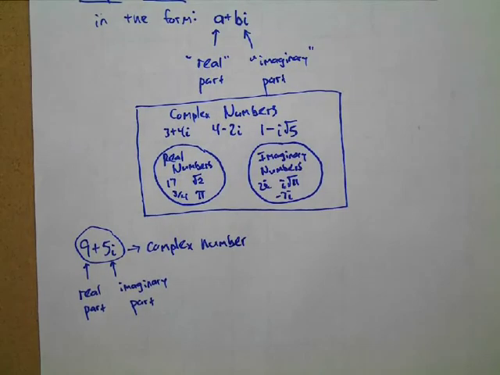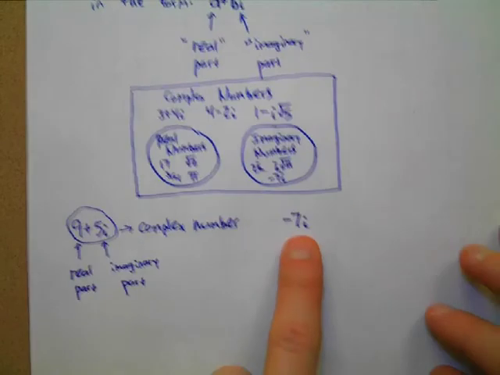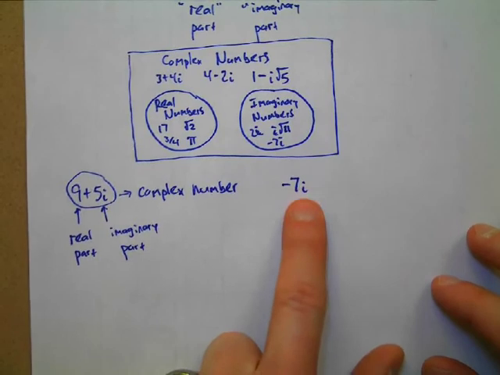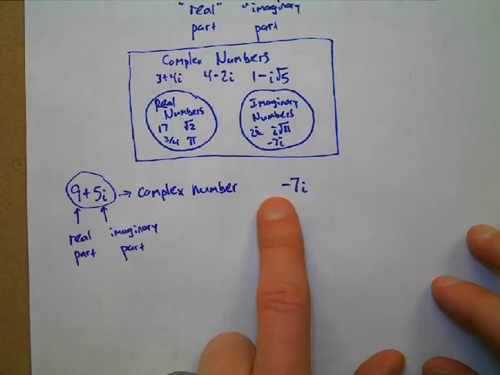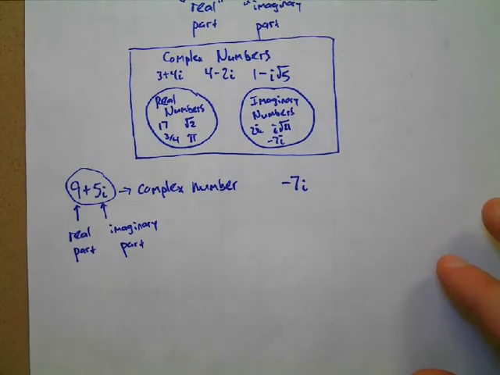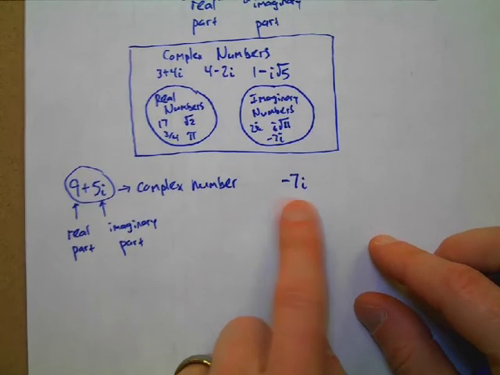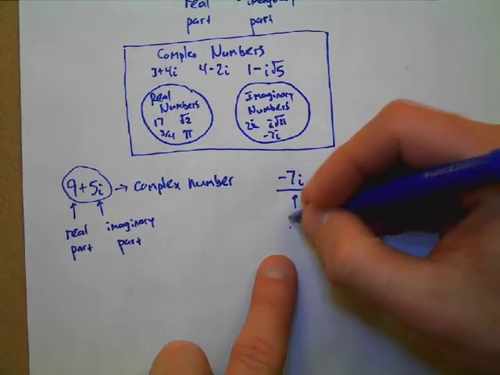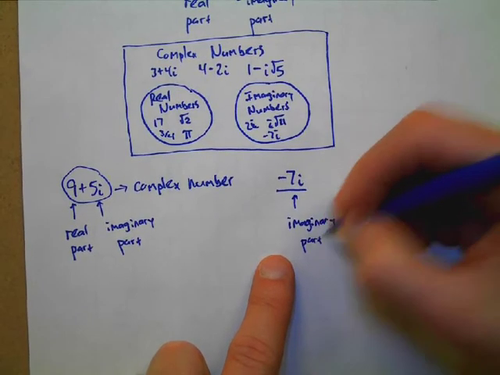Compare this to like negative 7i. What's the real part of this number right here? The negative is not a number, it's just a sign, right? There's no real part in front here. Let me ask you an easier question. What's the imaginary part of this number? The i and the negative 7. So this together, that's the imaginary part. The real part, there isn't any.